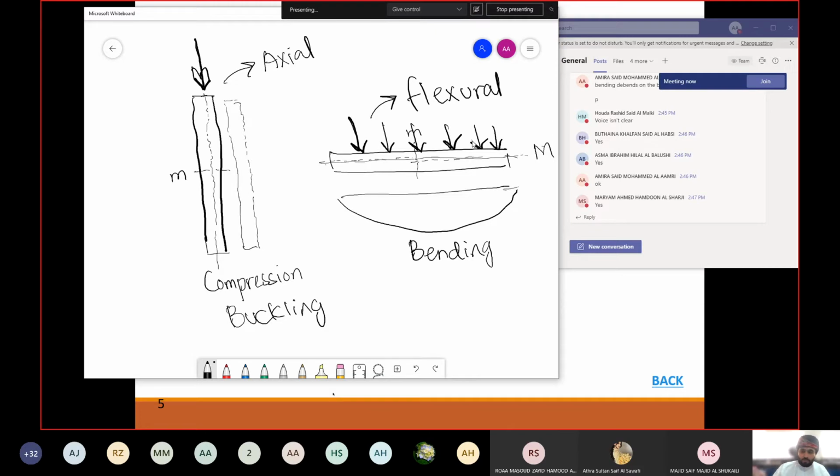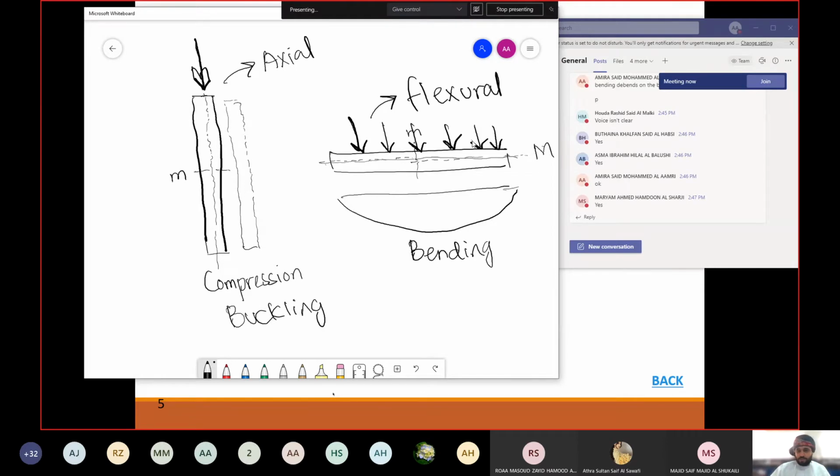Whether it's one way or two way, we'll talk about it. Okay. Now, a column is a good example of an axial element, where you will see that it's a vertical element, and the load is coming on the same line, or parallel to the major axis.